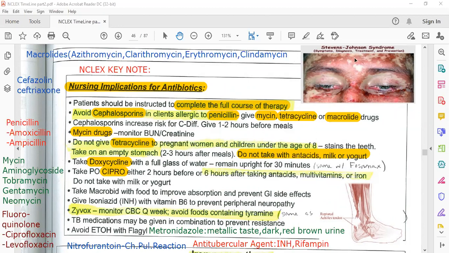What are the other medications that can cause Stevens-Johnson? Antibacterials like macrolides or nitrofurantoin. So all of this information is NCLEX key notes here, and it can help you to pass our NCLEX board.